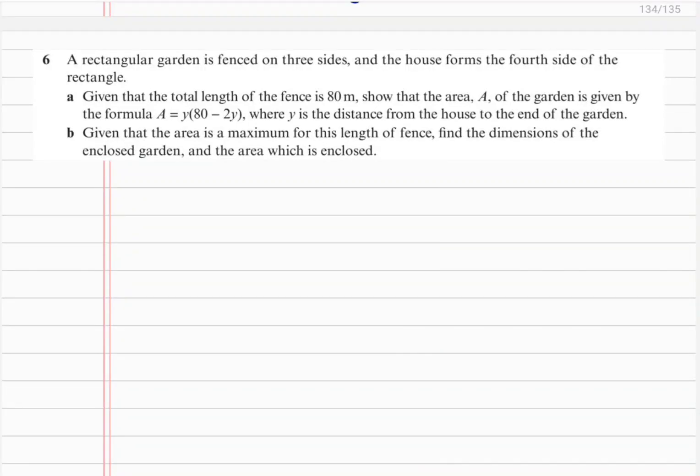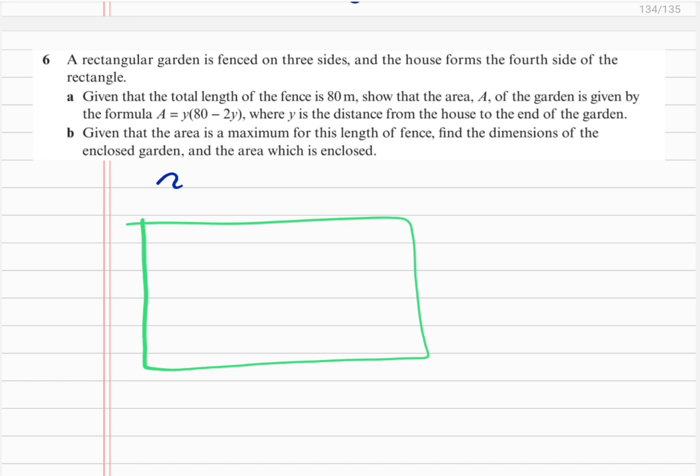Hi everyone, this video is Exercise 12K, question 6. So we have a rectangular garden which is fenced on three sides and the house forms the fourth side of the rectangle. So we have a garden which is like this, and the important thing here is that this is the fourth side, which is basically the house, but the other three sides are fences.